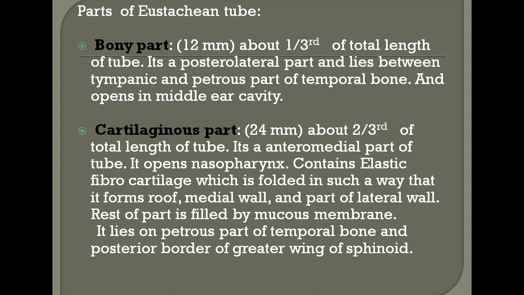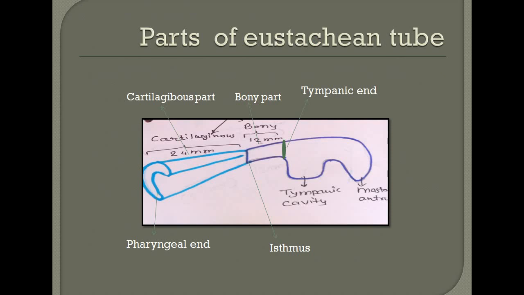Cartilaginous part is 24 mm in length, about 2/3 of total length of tube. It's an anteromedial part of the tube. It opens in nasopharynx. It contains elastic fibrocartilage which is folded in such a way that it forms roof, medial wall and part of lateral wall. Rest of part is filled by mucous membrane. It lies on petrous part of temporal bone and posterior border of greater wing of sphenoid.